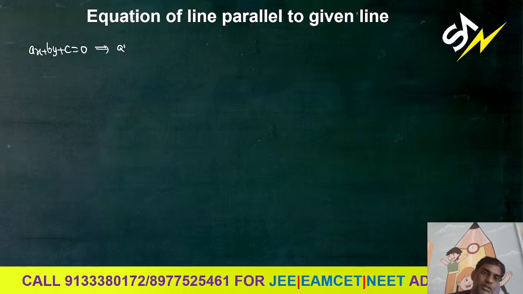So what do you get here? ax plus by plus some k equal to 0. Understood?